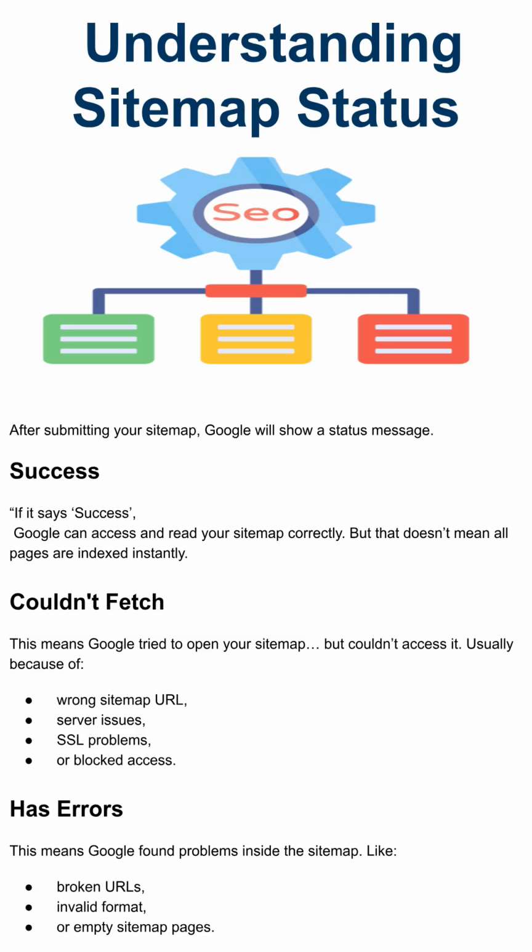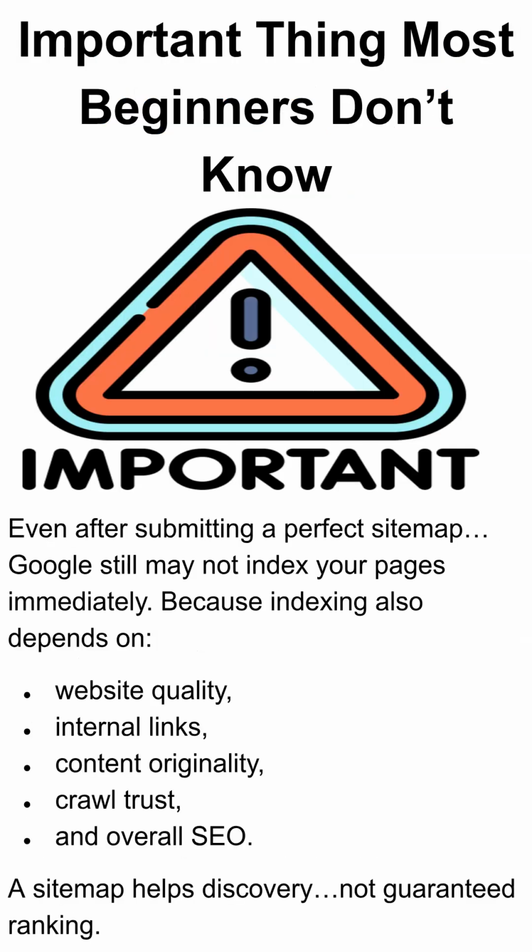Couldn't fetch. This means Google tried to open your sitemap, but couldn't access it. Usually because of wrong sitemap URL, server issues, SSL problems, or blocked access. Has errors. This means Google found problems inside the sitemap, like broken URLs, invalid format, or empty sitemap pages.